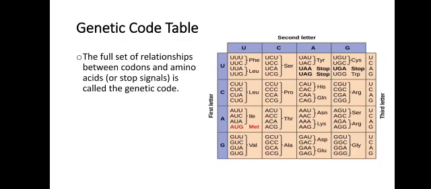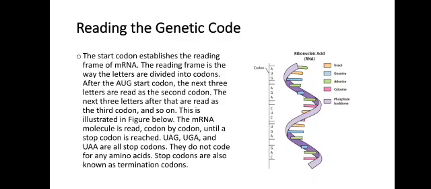There are many ways you can represent the information in a chart. The most common ways are the rectangular codon chart and the circular codon chart. Reading the genetic code. The start codon establishes the reading frame of the mRNA. The reading frame is the way the letters are divided into codons. After the AUG start codon, the next three letters are read as the second codon. The next three letters after that are read as the third codon, and so on. This is illustrated in the figure.